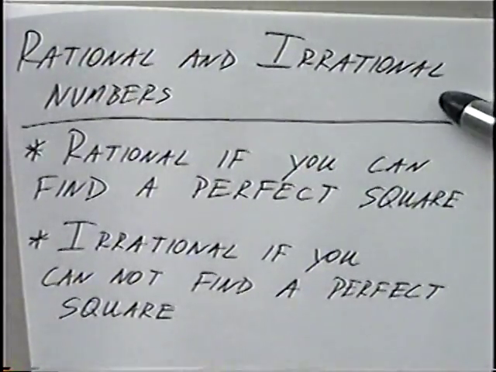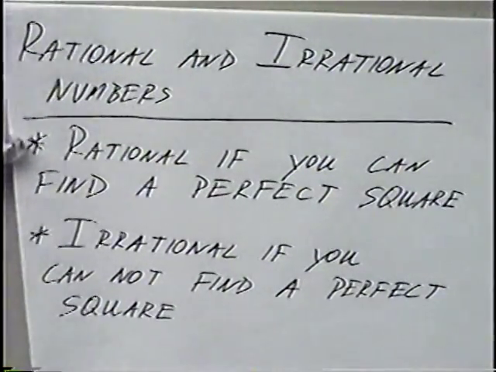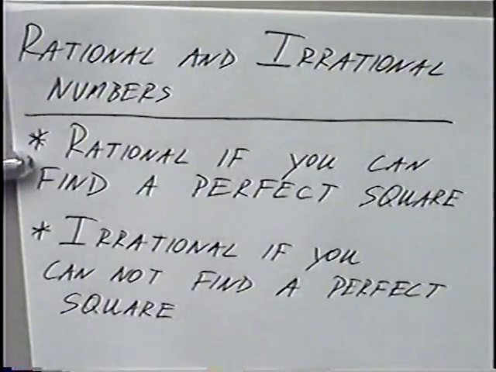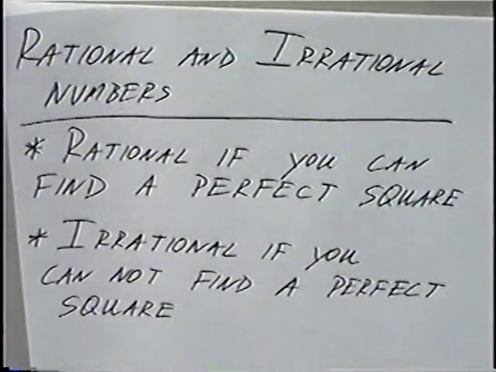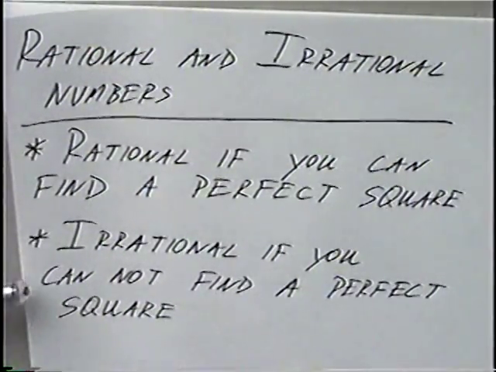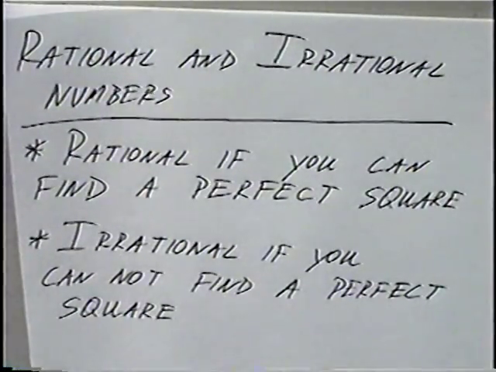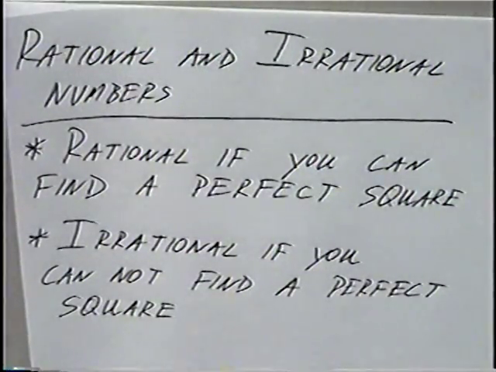Rational and irrational numbers. The two definitions. Rational is a number if you can find a perfect square. So a number where you can find two numbers that equal the square root is a perfect square, and that would be rational. Irrational is if you cannot find a perfect square, meaning you cannot simplify the square root without doing a factor tree. There is no number times itself that equals the square root.